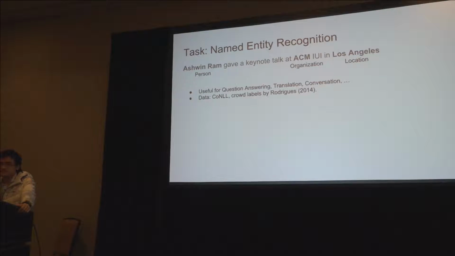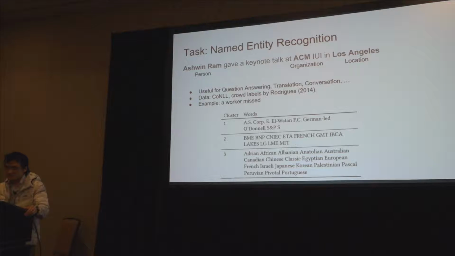And we use this data set. This is a standard data set in the named entity recognition task. And we use the crowd labels collected by that paper. This is just an example of what an explanation would look like. These are the words that a crowd worker missed. So these are basically the annotation mistakes in this named entity recognition task.